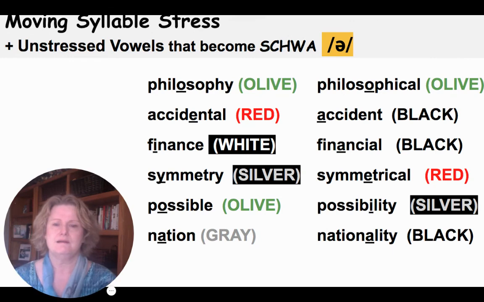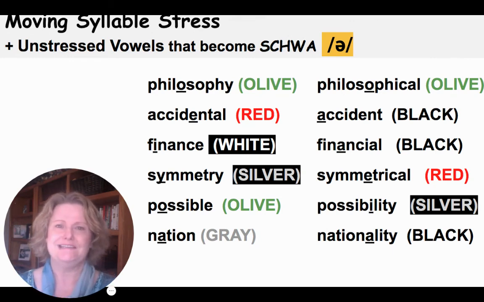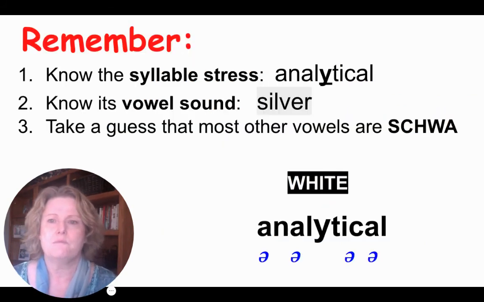Nation. Here it's gray in the word nation. Shun is always schwa. But if you switch it to a similar word, nationality, the stress will be on the second A. The first A is no longer gray. It's now just schwa. Nationality. So remember, you need to know where the syllable stress is. In the word analytical, it's on the Y, it's silver. Everything else is schwa.